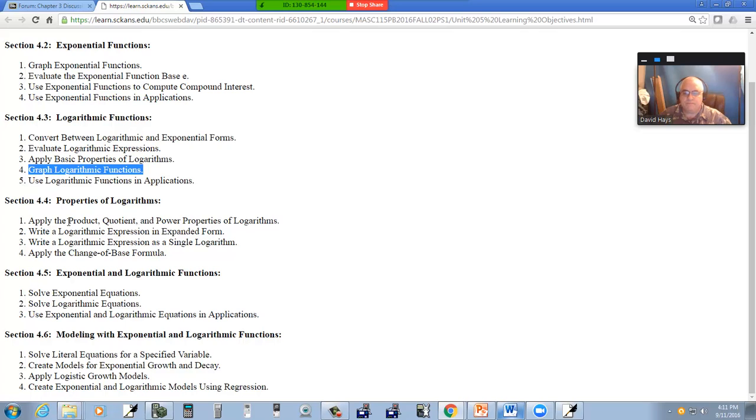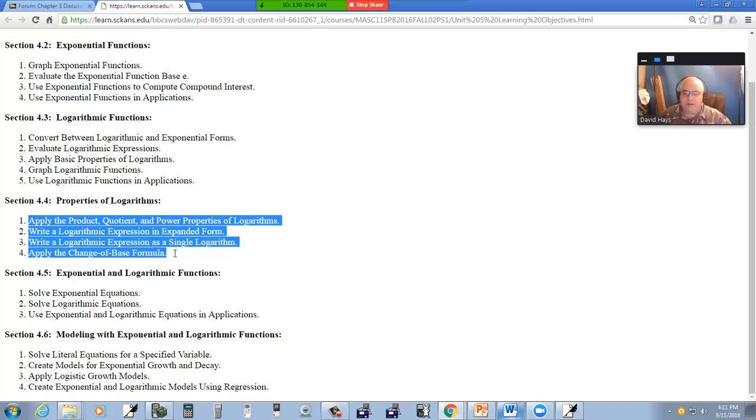Okay. We already talked about change of base there, so I won't show that again. These three here refer to the product, quotient, and power properties of logs, and talk about expanding and writing it as a single log. So let's talk about that.